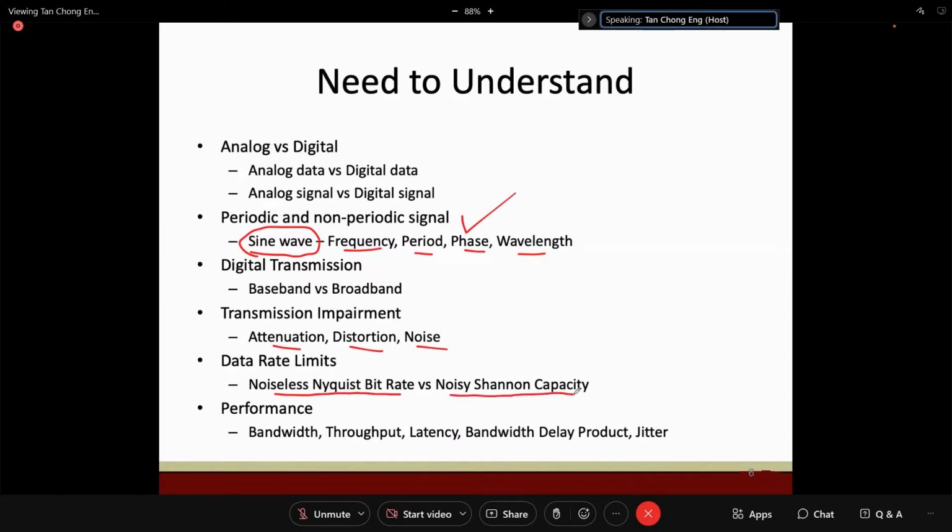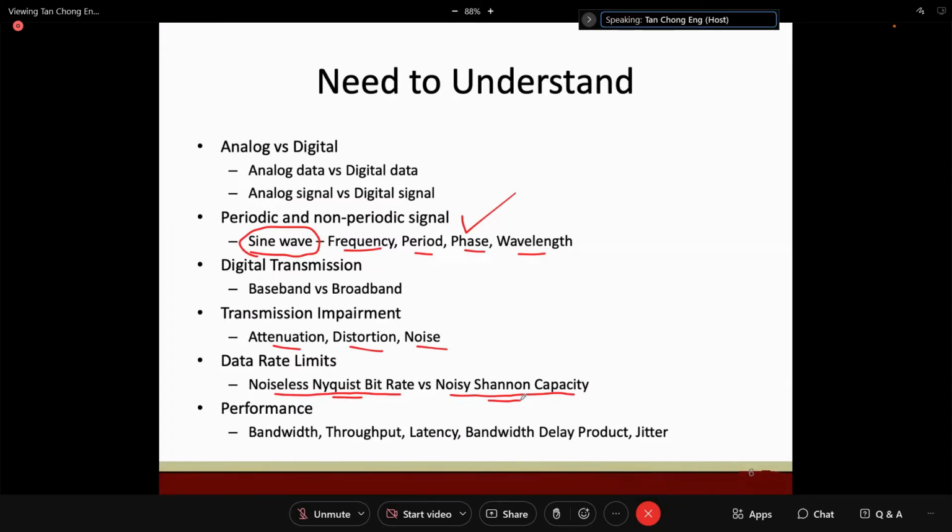Basically, from the name, noiseless means there is no interference of noise. Nyquist bit rate does not take noise into account, but for Shannon, they do take into account noise in the channel for the calculation. So there is the two things. One is theory, the other one is more practical. Nyquist defines the theoretical data rate limit, but Shannon capacity defines the more practical data rate limit for the transmission media.